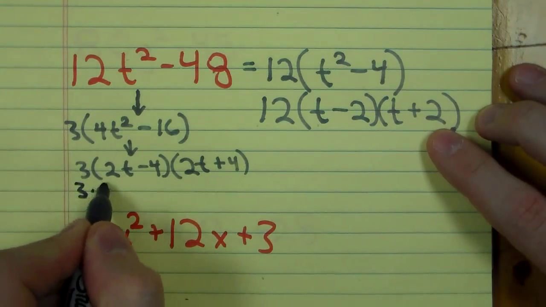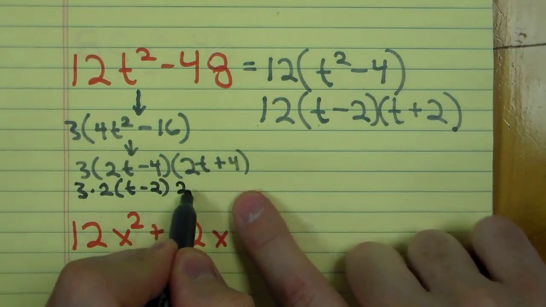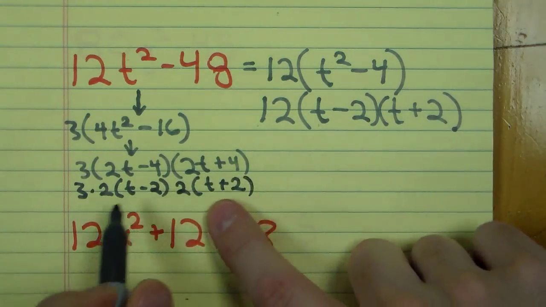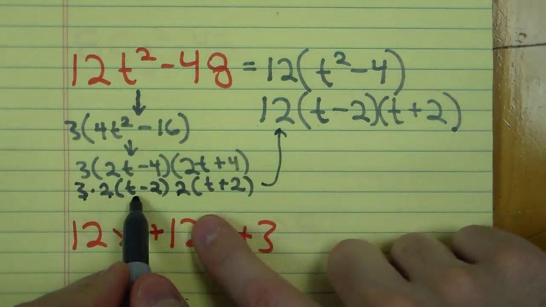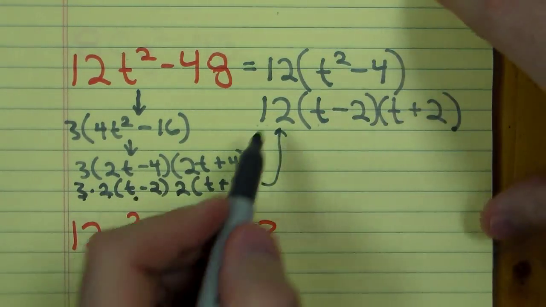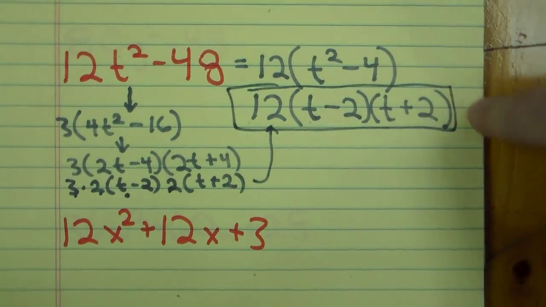So that would become 3 times 2, t minus 2, and then 2 outside, t plus 2. So this 3, 2, and 2 would then become the 12. T minus 2, t plus 2 become there. So even though it's a little bit different process, this is our ultimate goal. You got to get to this point.